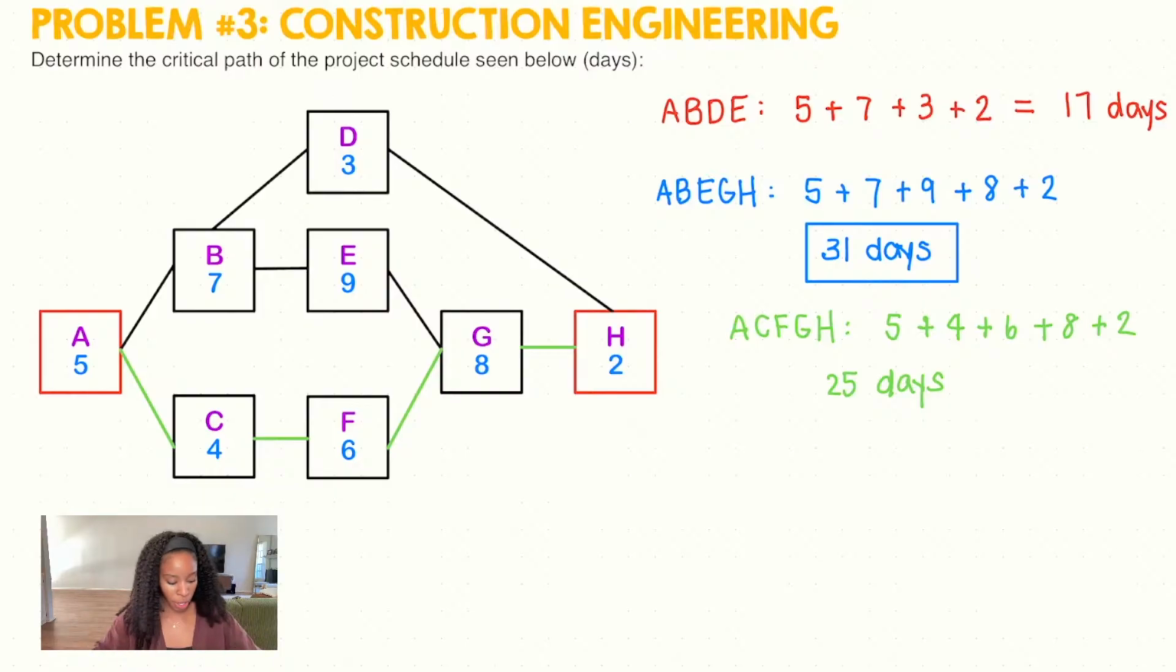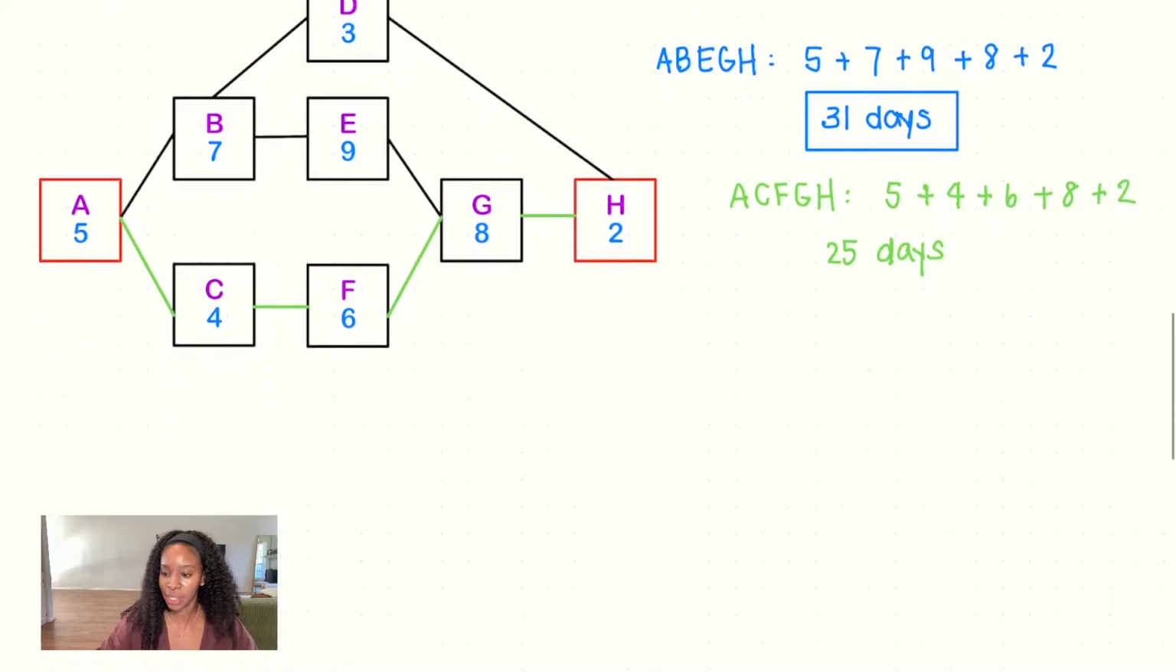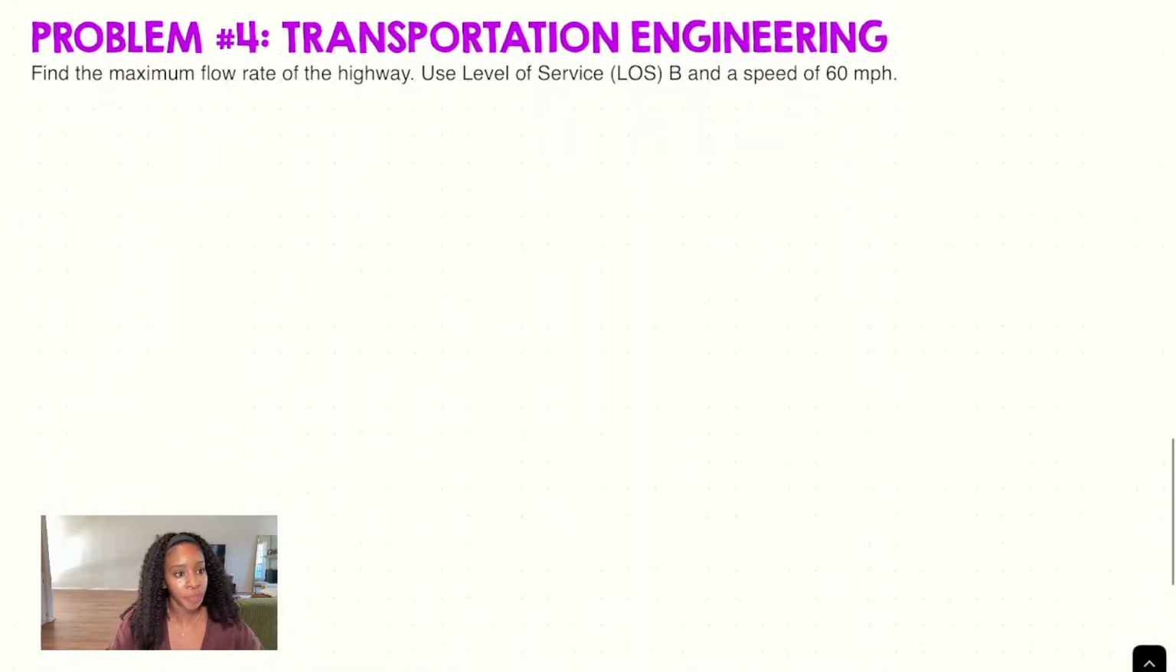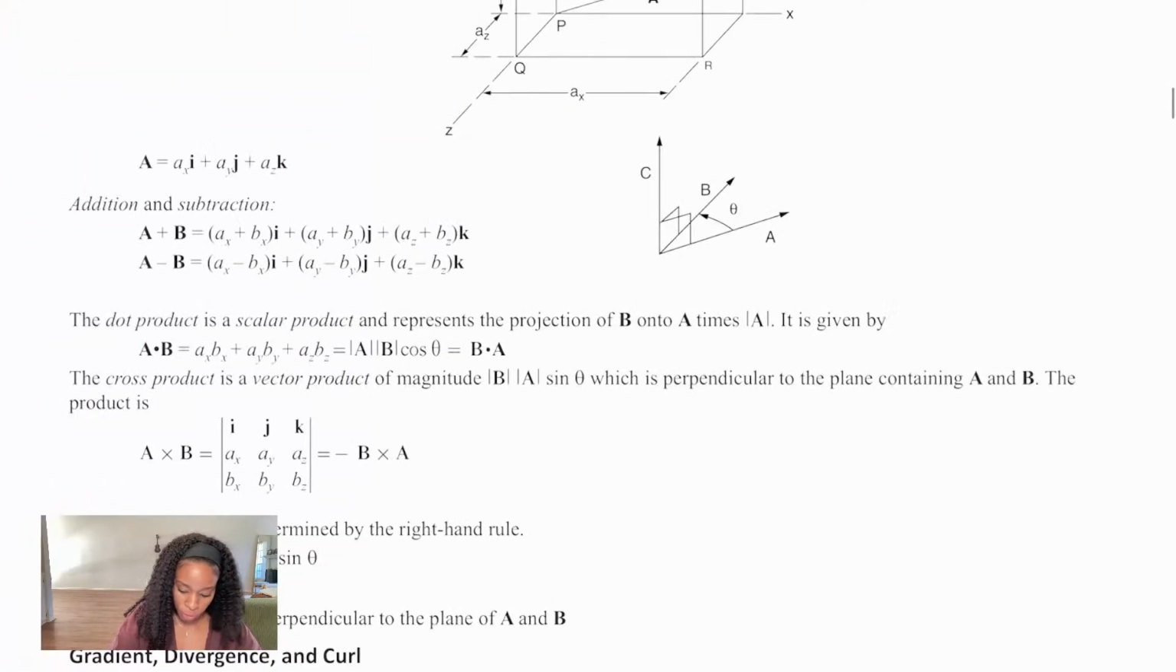All right, we'll move on to the last problem I have for you guys today, which is a transportation engineering problem. So problem number 4 says, find the maximum flow rate of the highway, use level of service B and a speed of 60 miles per hour. If you read that problem and you have no idea where to start, just search your FE reference manual. That's what I'm going to do.